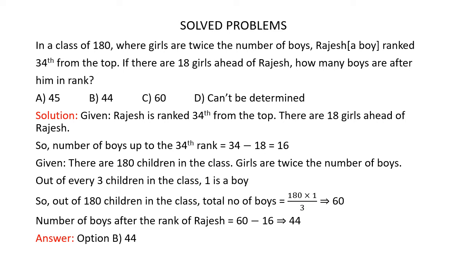We know that the number of boys ahead of Rajesh in the class is 16. So the number of boys after the rank of Rajesh is 60 minus 16, which is 44. So there are 44 boys after Rajesh in rank in the class. So the correct answer is option B, 44.